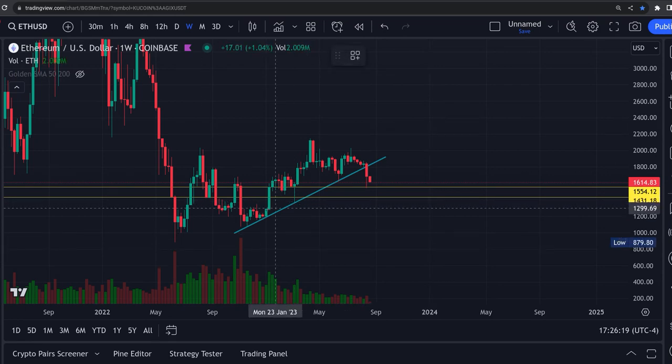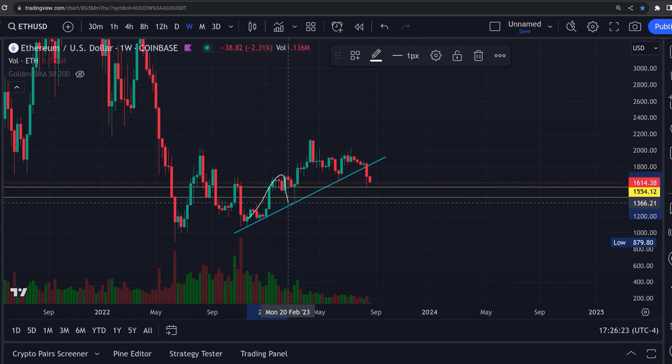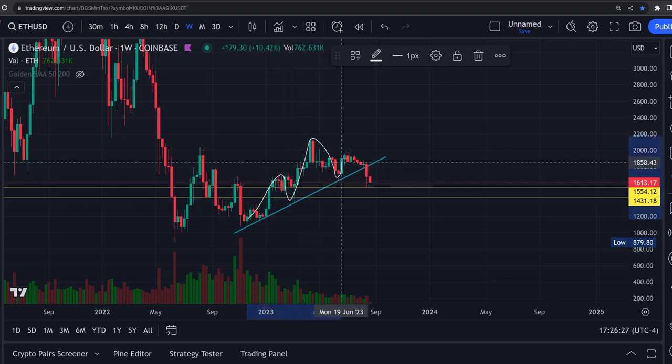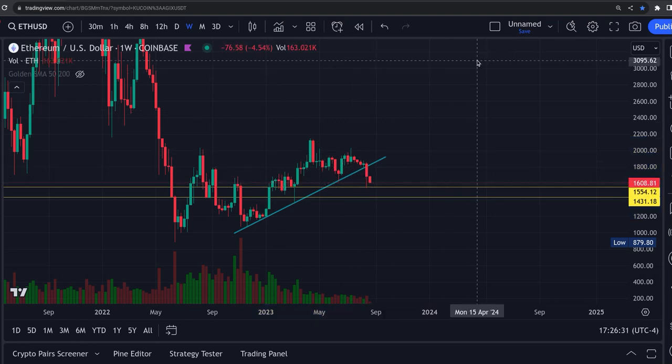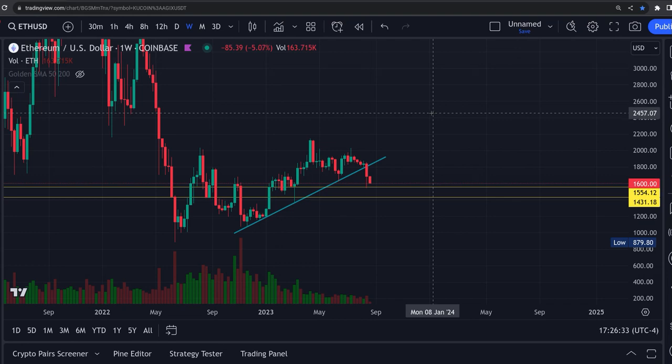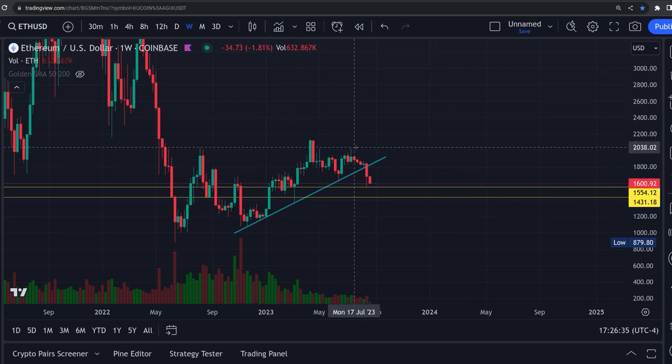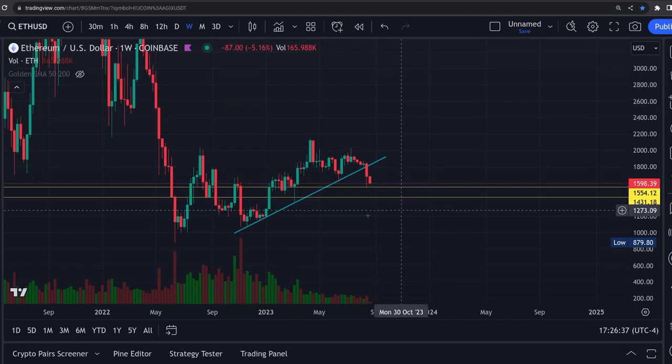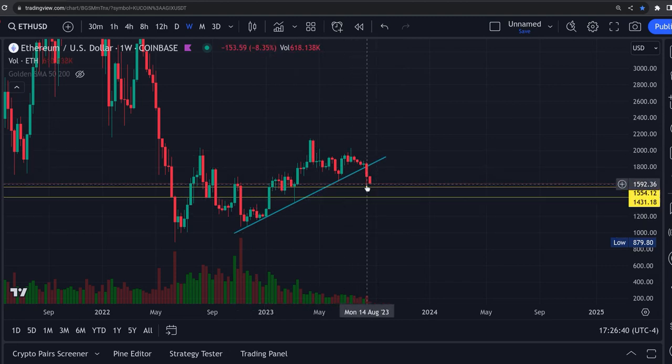First off, we had a higher high, a higher low, a higher high, a higher low, and then we had a lower high, and then a lower low. So technically, this has switched from an uptrend to a downtrend. We broke this crucial support. This is on the weekly time frame too, so each one of these candles represents a week.